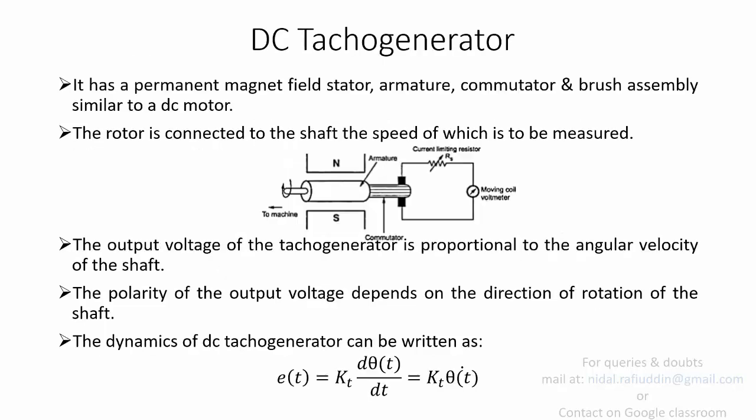But DC also has some benefit, that you can use this for measuring very small speeds of rotation.